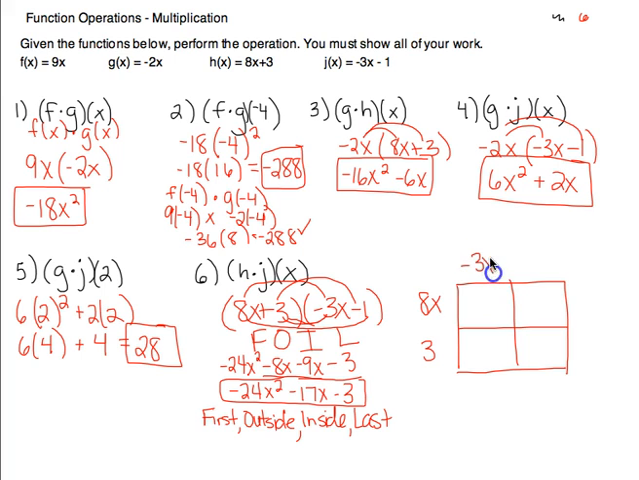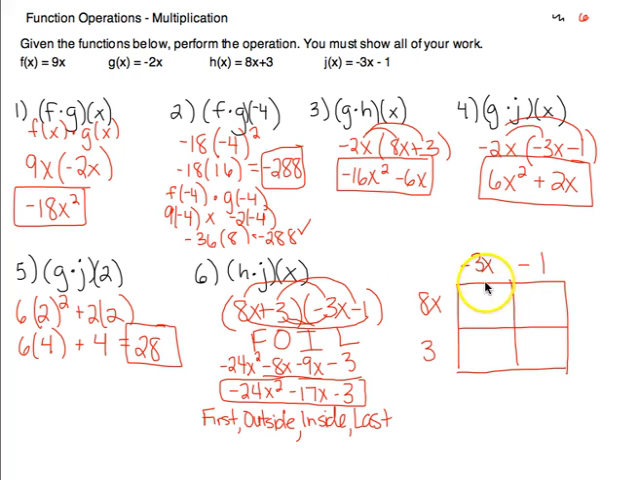Box method is you set up a row and a column based on the number of terms. So since I have 2 terms in the first parenthesis, 2 terms in the second, I've got 2 rows and 2 columns. If it were like a binomial times a trinomial, then I would just add a little column out here. It does not matter which one you put going up and down and which one you put going side to side. You'll get the same answer regardless.